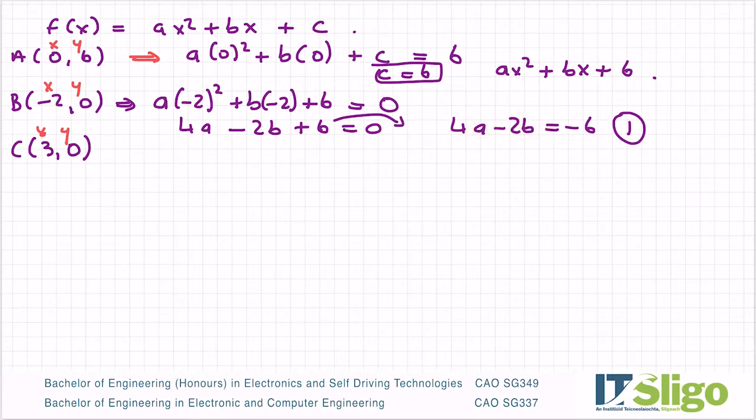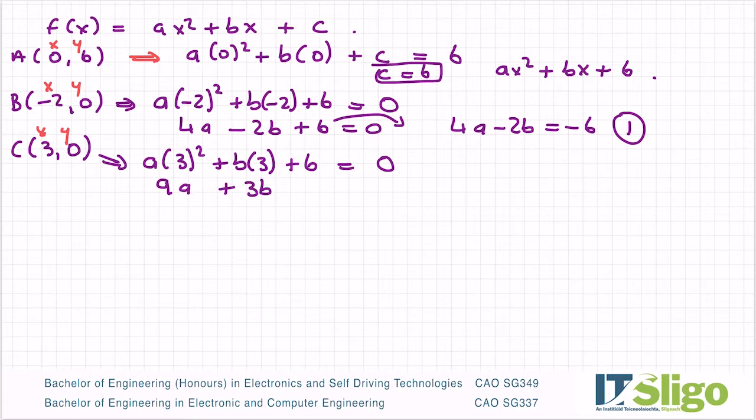Okay, so let's do it again. So sub it into this again with this point, 3 and 0. So x becomes 3 in this case, plus b times 3 plus 6, and it's equal to the y coordinate 0. Okay, so a times 3 squared is 9, so that's 9a, plus 3b plus 6 equals 0. Bring it over, and I have 9a plus 3b equals minus 6 again. And that's my second simultaneous equation.